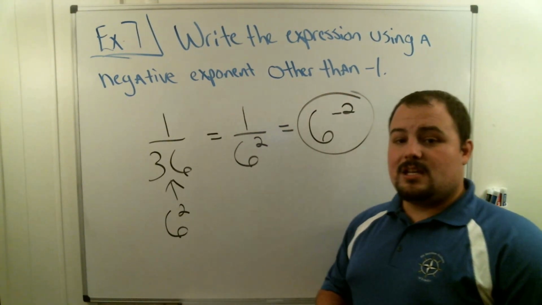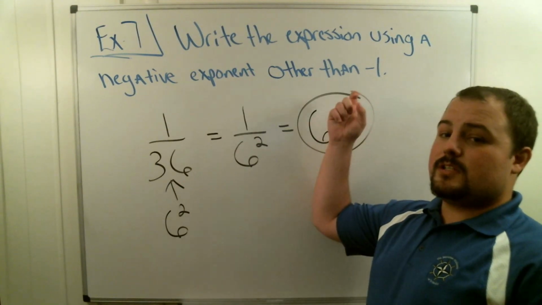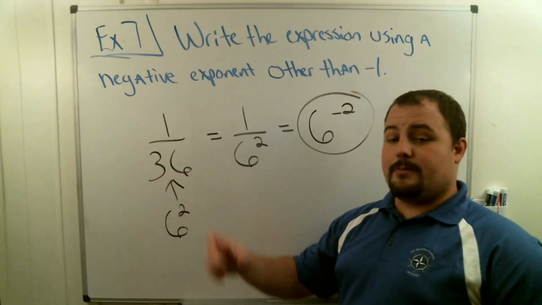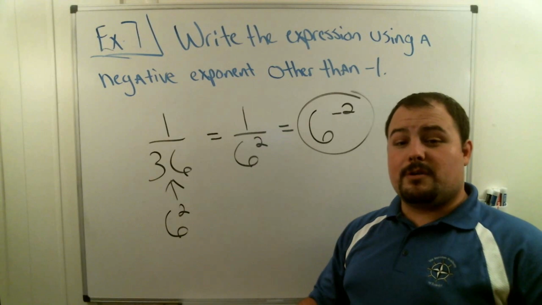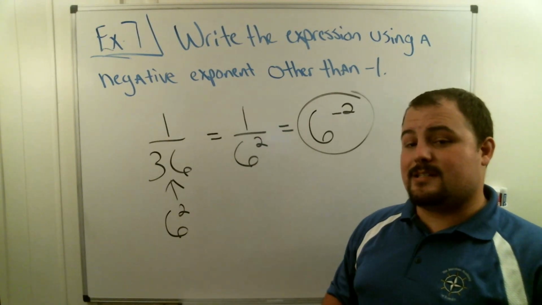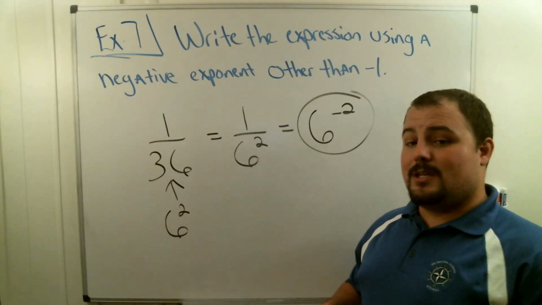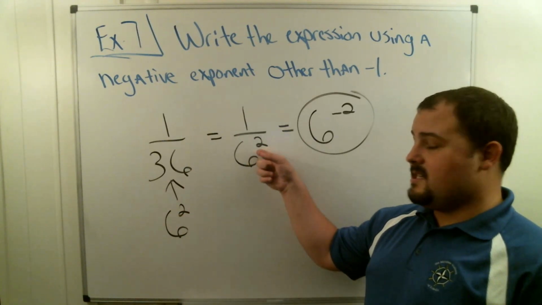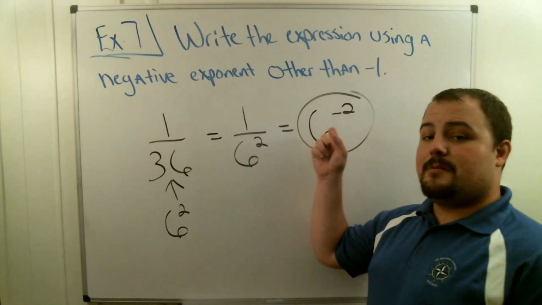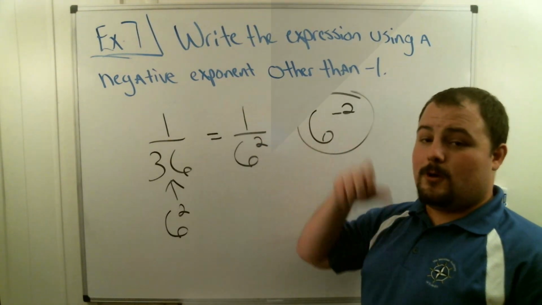So in this case, if you're given a number and you're not allowed to use negative 1, you want to look at that number and figure out what numbers that are exactly the same multiply to make it. When you get those numbers, that's the base you're going to use with the exponent. Remember that it's a positive exponent on the bottom, which means that it's going to become a negative exponent when you take away the 1.